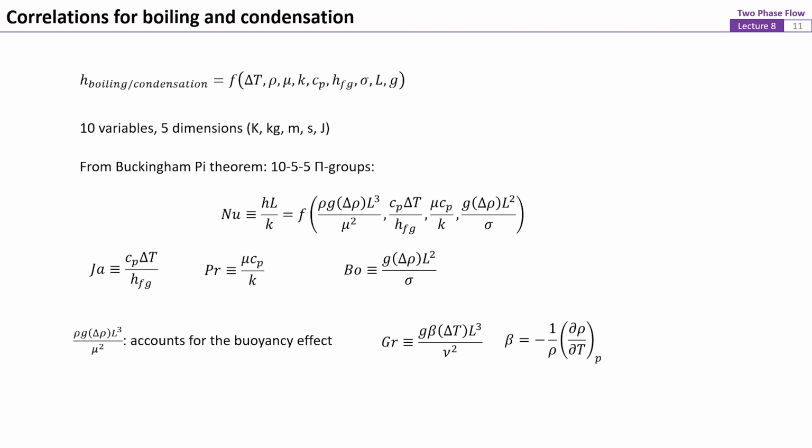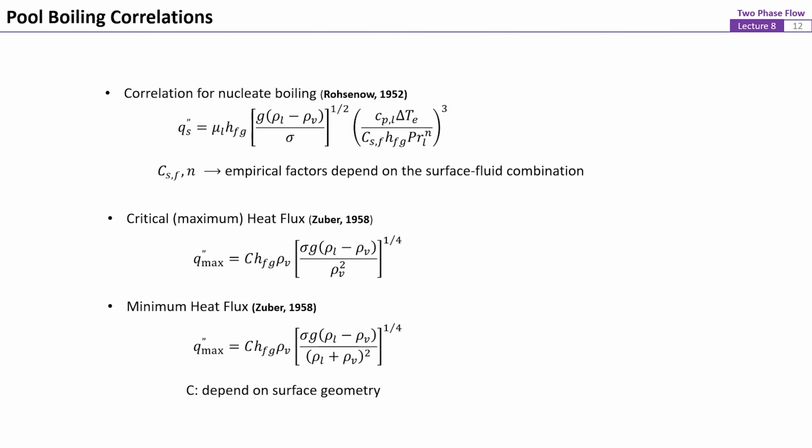With a standard analysis, it can be shown that a set of these 5 dimensionless groups are formed, namely the Nusselt number, the Jacob number, the Prandtl number, the Bond number, and a parameter that resembles a similar definition as the Grashof number. On this basis, numerous correlations for the boiling heat transfer have been proposed. Here we list some classical relations for illustration purpose.